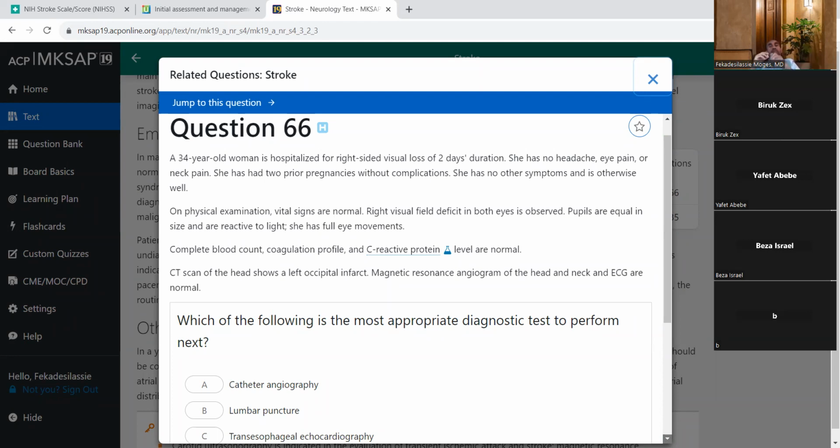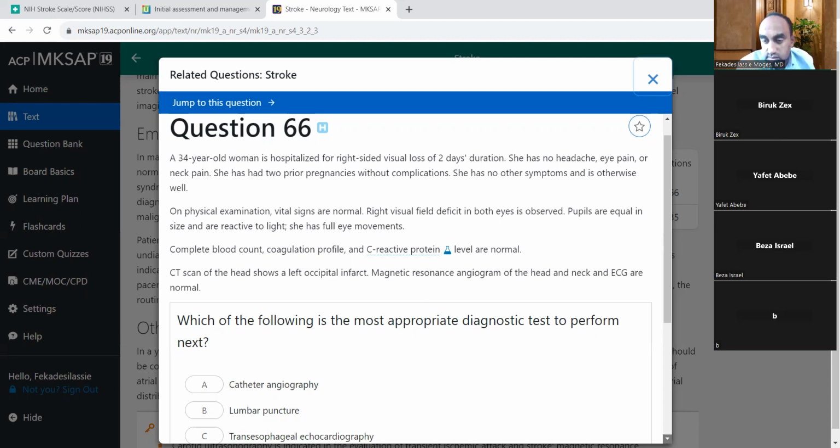Pupils are equal in size and are reactive to light. She has full eye movements. Complete blood count, coagulation profile, and C-reactive protein levels are normal. CT scan of the head shows left occipital infarct. Magnetic resonance angiogram of the head and neck and ECG are normal.